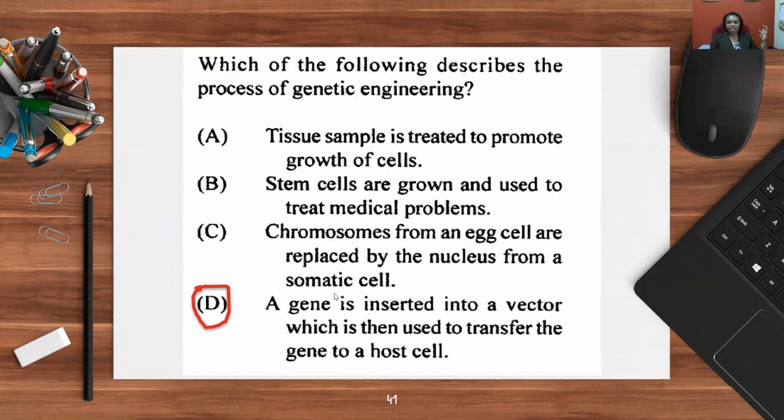So we just saw that a gene is inserted into a vector, which was the plasmid right there. It's called a vector, which is then used to transfer the gene to a host cell. Usually the host cell is the bacterium as well.